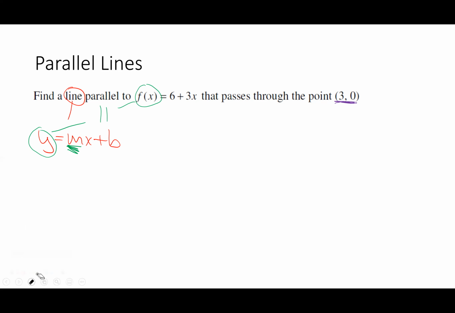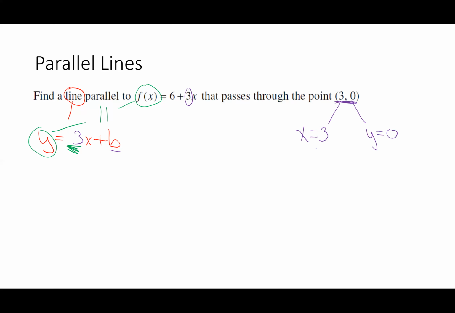So in this equation here, I discern that the slope is 3. That's the coefficient of x. So this slope is 3. Now we're off to the races. From here, I need to find the b value. So what I'm going to do is use this coordinate pair here. I've got an x value of 3, and I've got a y value of 0.